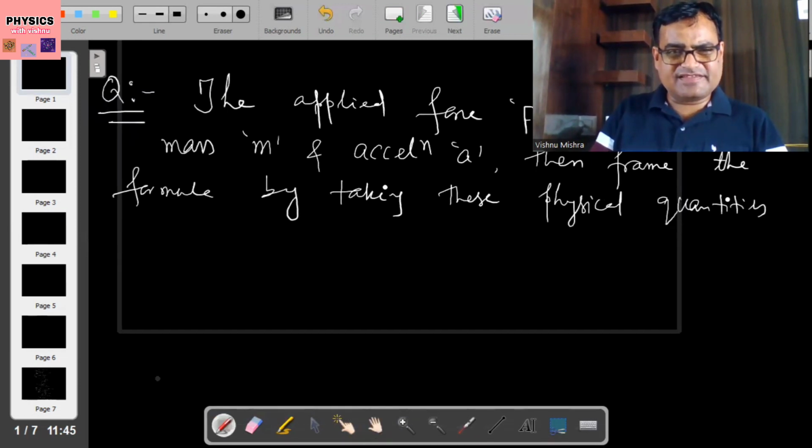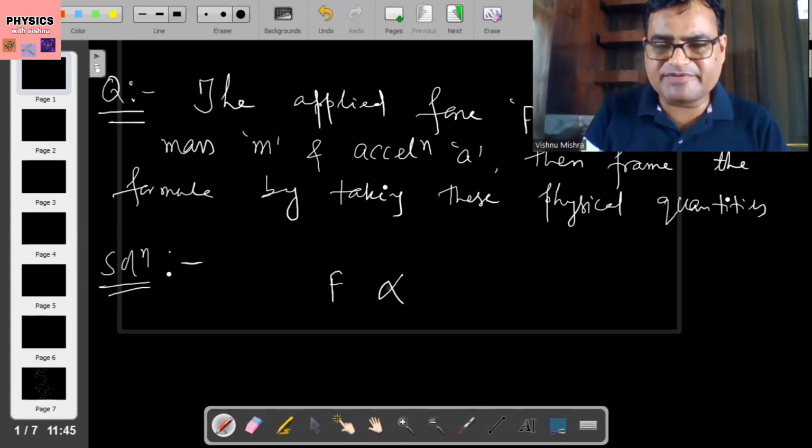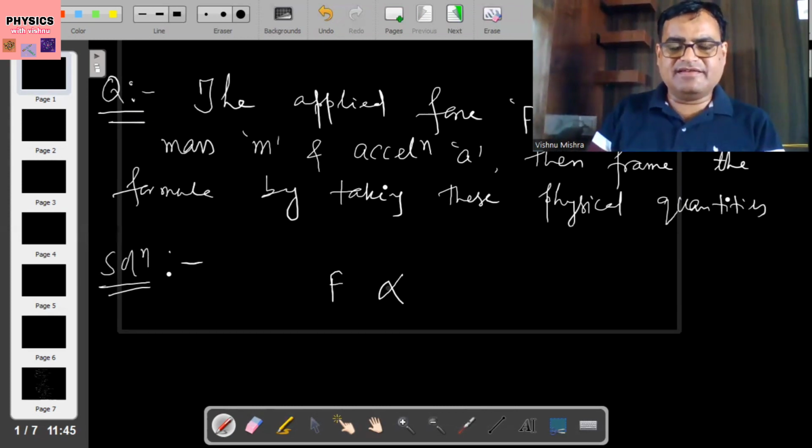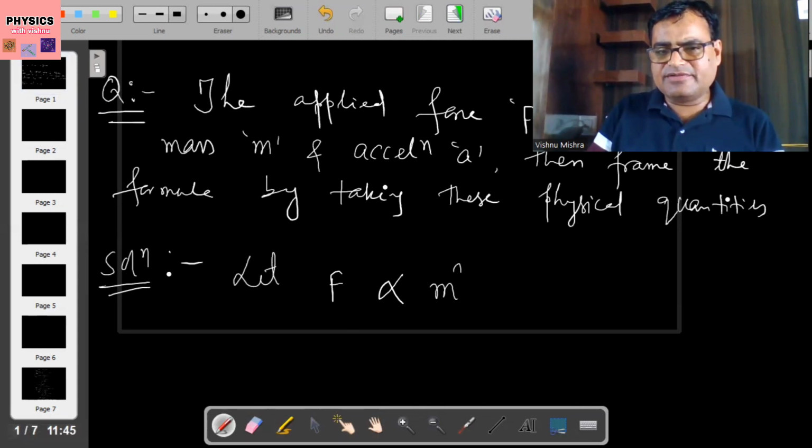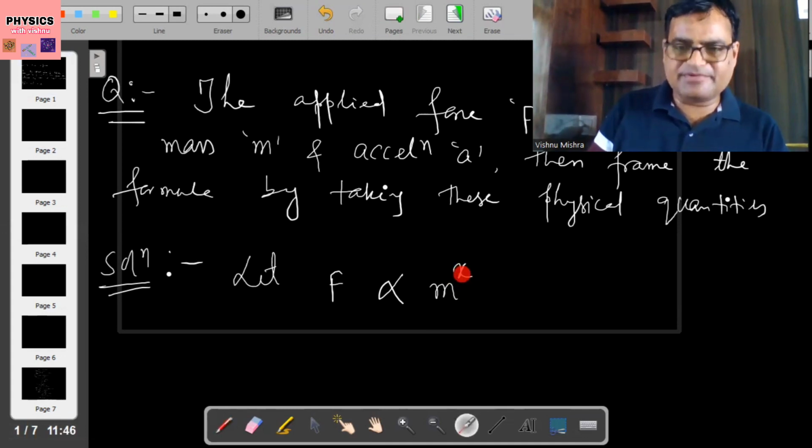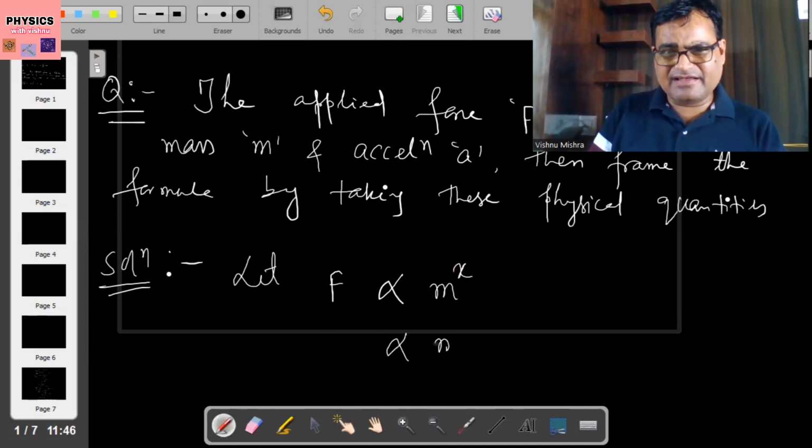So what is the solution for this? Look here. As force depends on mass, we don't know whether it is directly proportional or inversely proportional. So let force be proportional to m to the power x, because we don't know whether it is direct or indirect. Force also depends on acceleration, so a to the power y. We don't know how they are proportional. So let F be proportional to m power x, proportional to a power y.